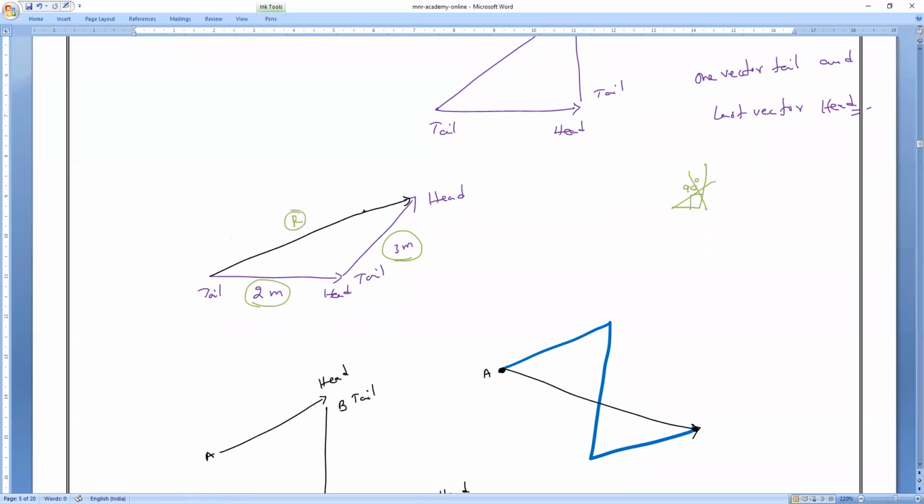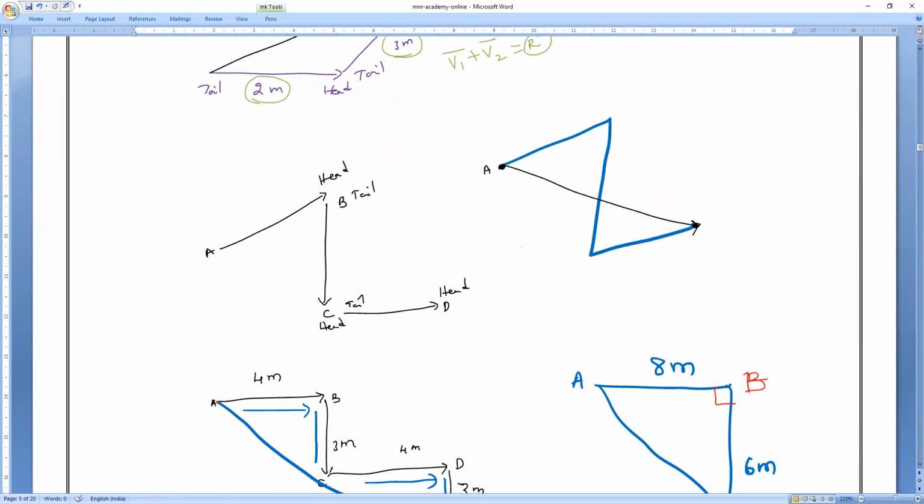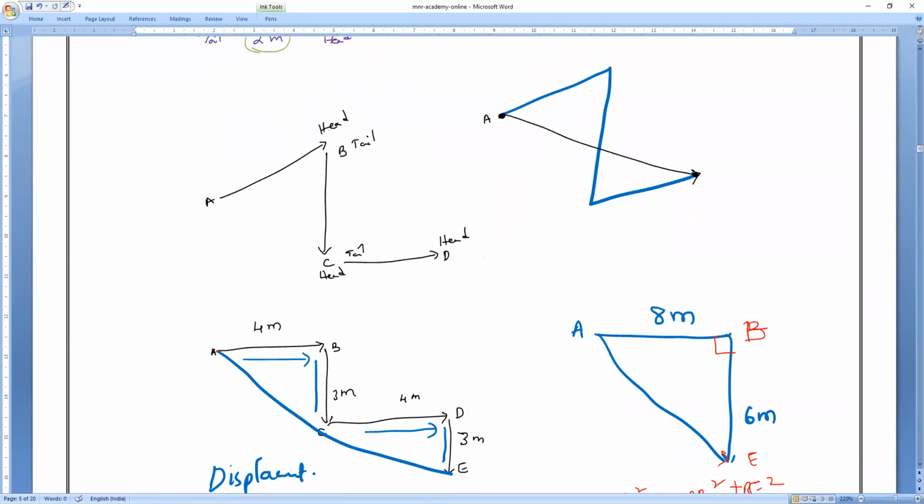Resultant R is equal to, how to find? I will find the parallel shift of the first vector and the parallel shift of the second vector. It will give you the resultant vector. Is it okay, everybody? Understood or not? So that is what you have to remember. This is how we will do addition and subtraction of vectors.